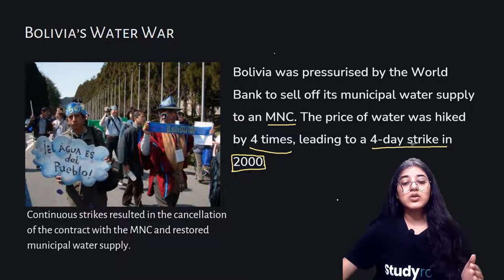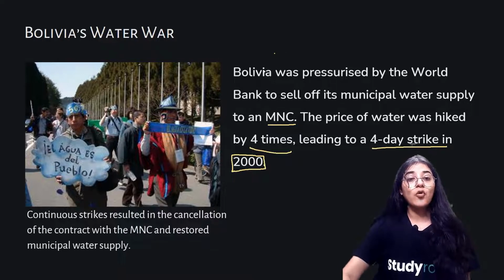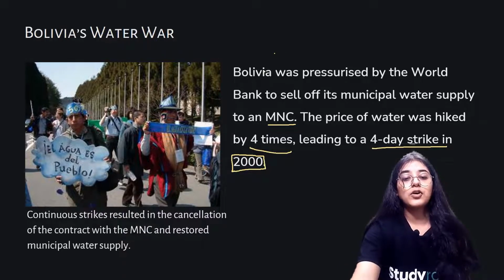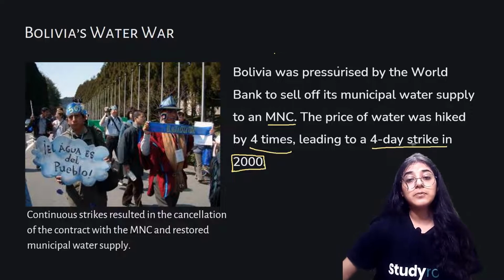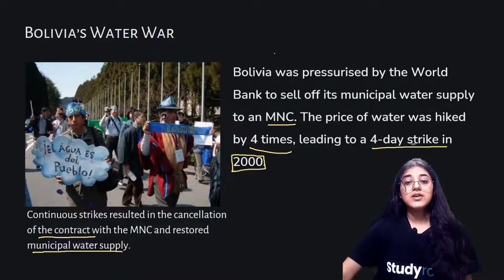However, if there was any power that won, it was the power of the people who won at the last. The owners of the MNCs were forced to flee from the country, and the water supply was rendered to the government only. This whole strike that took place for 4 days in Bolivia had a very important role in helping people maintain their water supply and its prices. The continuous strike resulted in cancellation of the contract, and the municipal water supply was restored. The MNC had to flee from the country because of that. So this was the whole case of the Bolivia water war.